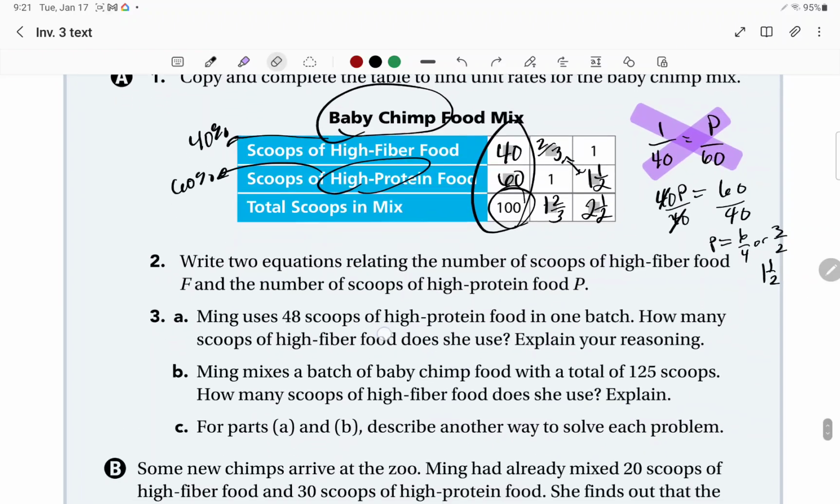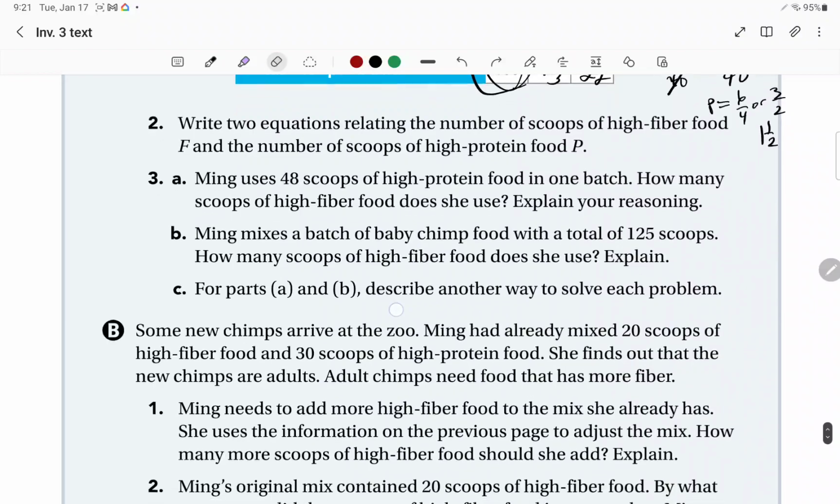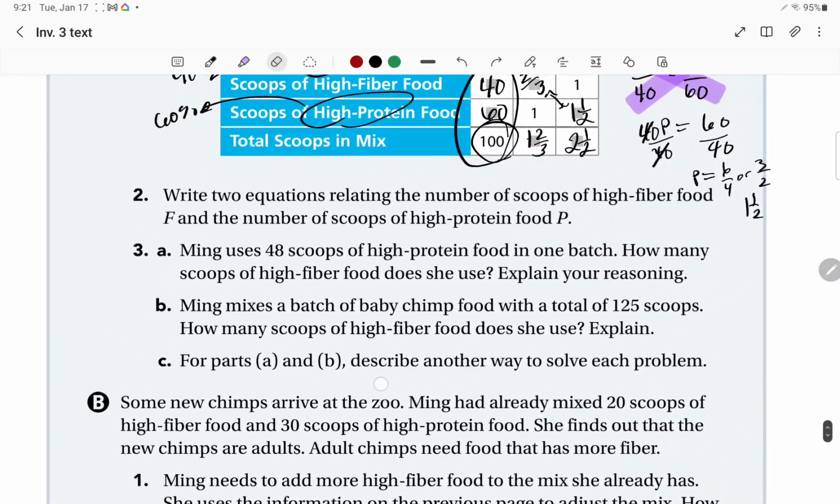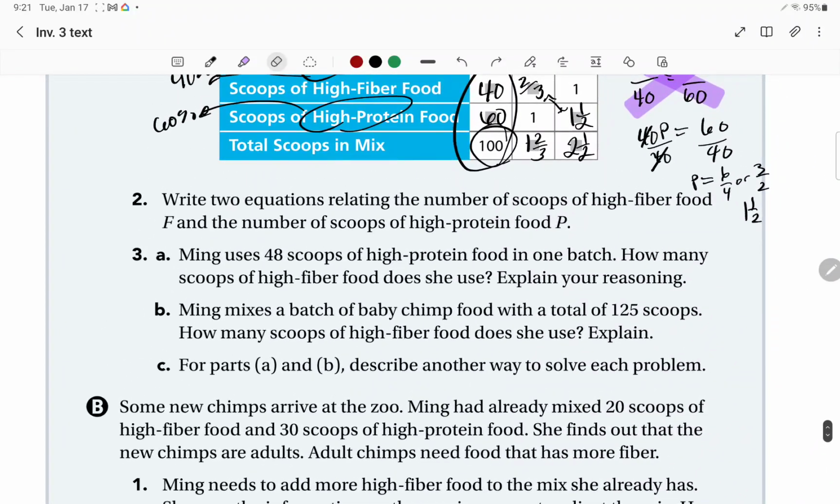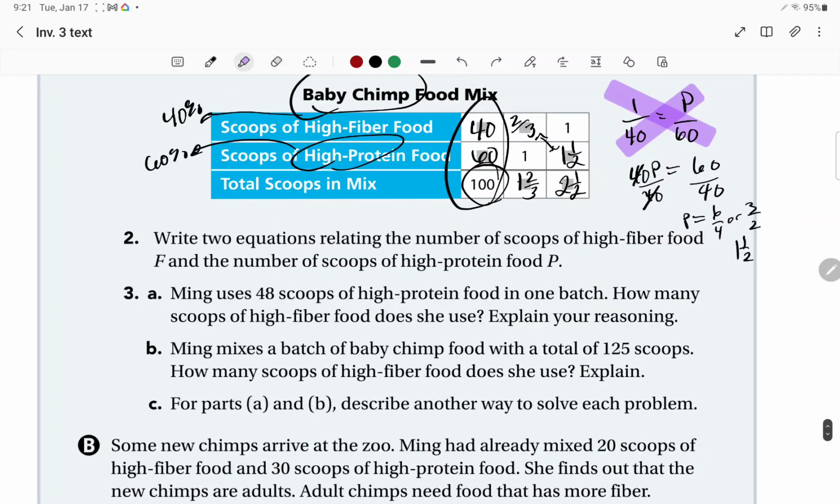So now let's take a look at number 2, writing two equations relating the number of scoops of high protein, P, and the number of scoops of high fiber, F. And there's actually 2 different answers you could get here. So you're looking to define the relationships here, right? An equation that defines the relationship that if I plug in 40 for the number of scoops, I'll get 60. If I plug in 2/3 for the number of scoops of the high fiber, I will get 1 for the number of scoops of high protein.